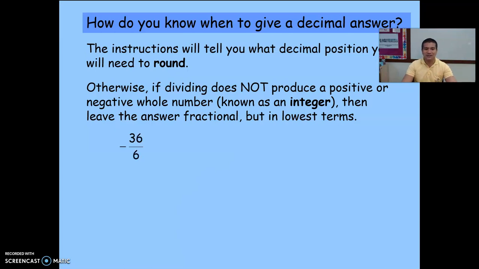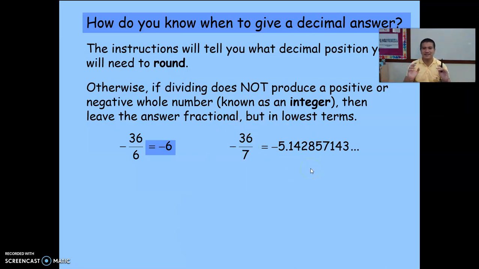So for example, negative 36 over 6. We can divide negative 36 and 6, which gives us negative 6. But negative 36 and 7 cannot be simplified as negative 5 point something. We have a decimal place. So the teacher may say, just leave your answer in fraction. We have 36 over 7 or negative 36 over 7.